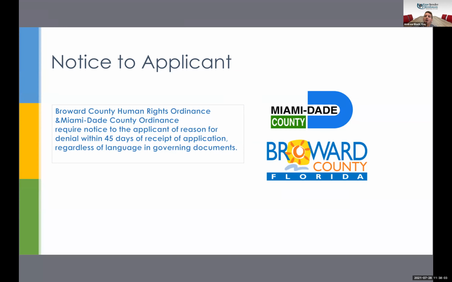Also, for Dade and Broward, this ordinance says if you're going to deny someone, you need to give the specific reason why. It does not define how specific you need to get. You want to get with your association's attorney on this. In our view, the specific reason could be negative criminal history. You don't need to say you were convicted of a felony in 2017. I think negative criminal history is specific.